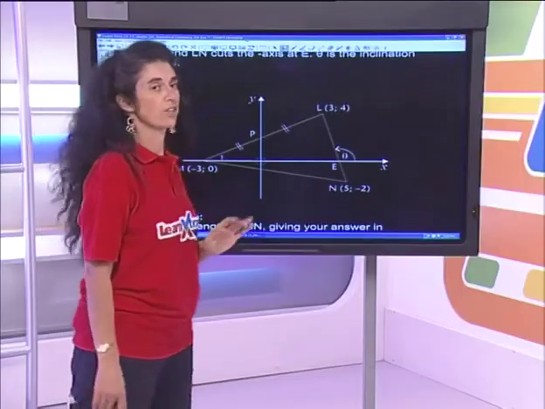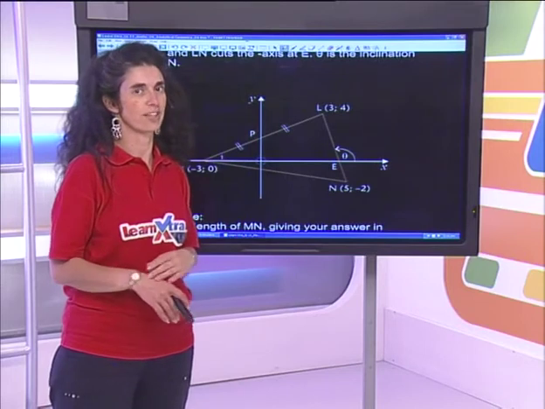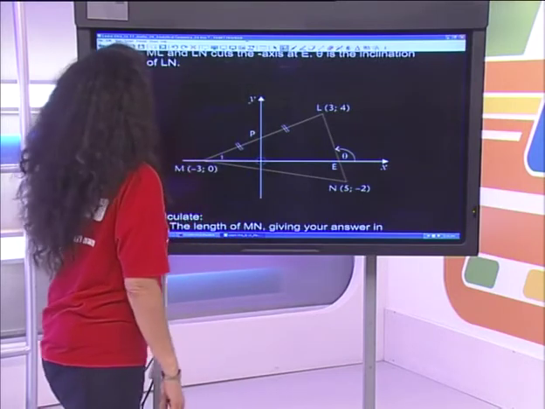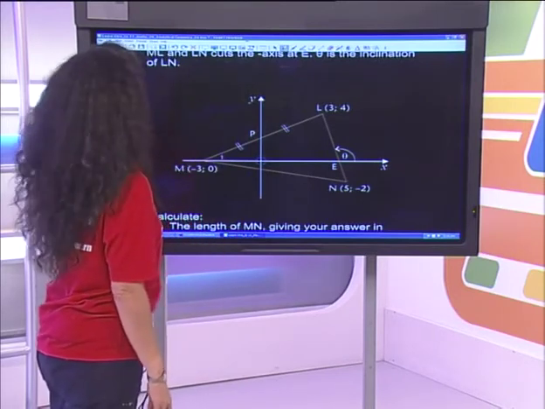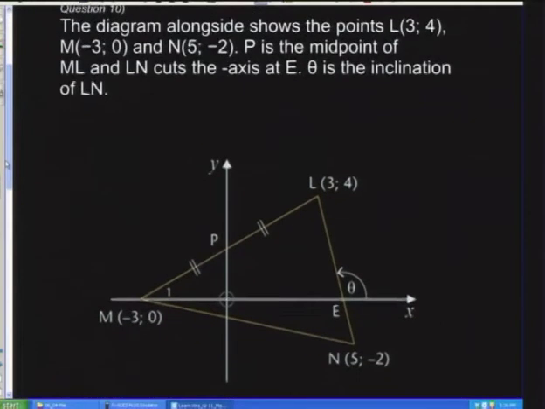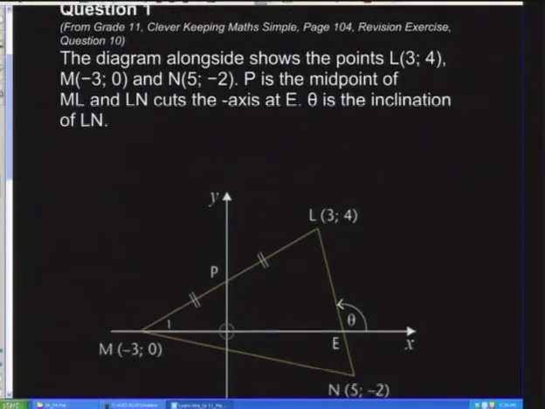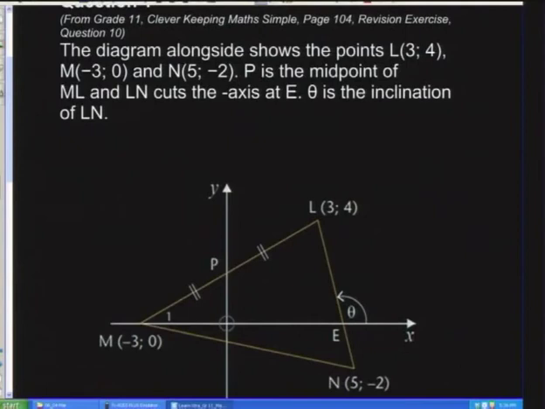Right, I said that I was going to go and look at some questions. We'll start off the next question before we go on to the break. So let's look at the information that's given. Again, we're taking it from the textbook, page 104, and this time around we're doing question 10. The diagram has points L is (3, 4), M is (-3, 0), and N is (5, -2). They've also given us that P is the midpoint.